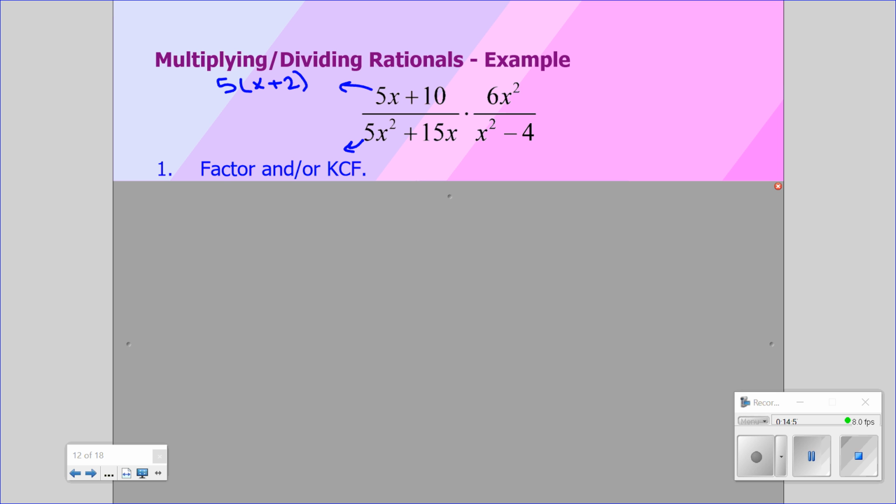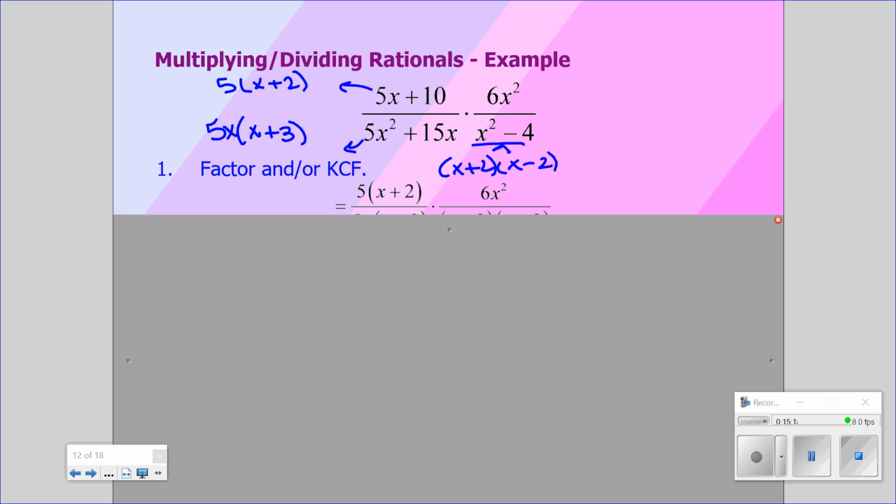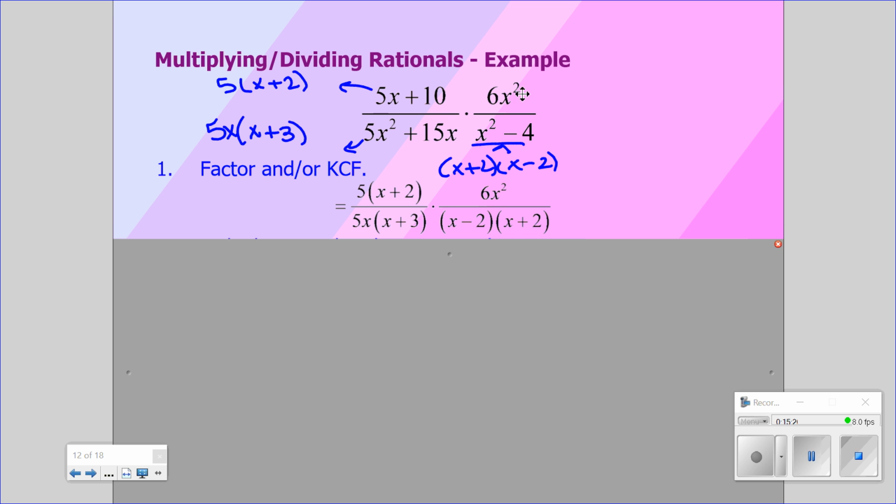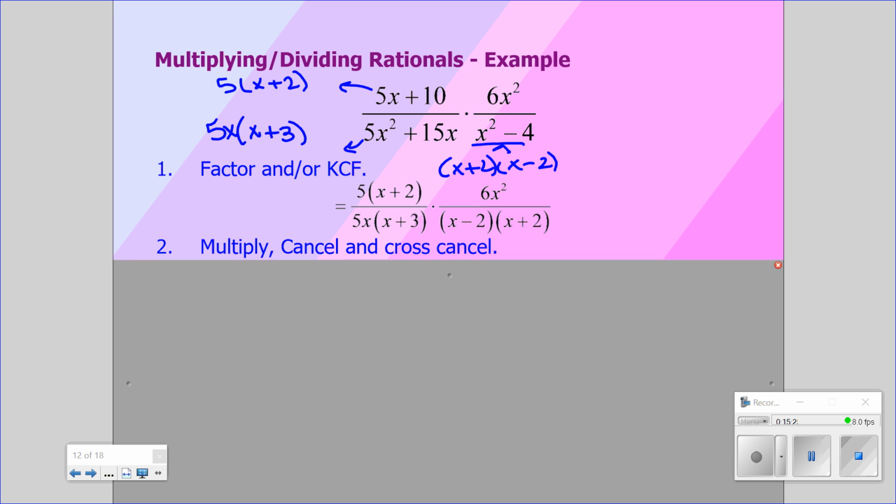You have to factor this denominator, another GCF, but this time the GCF is 5x, and you're left with x plus 3. And this is a difference of squares, so that breaks down to x plus 2, x minus 2. So you have to do all of that factoring. Take the time to rewrite this entire problem with all the factored out pieces. Once you have done that, this is where canceling and cross-canceling comes into play.